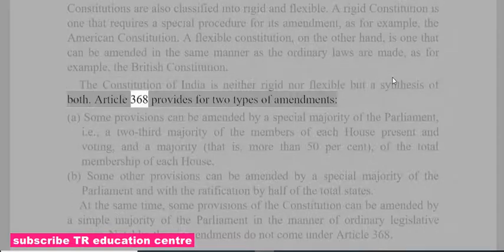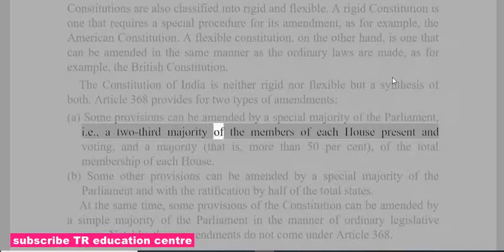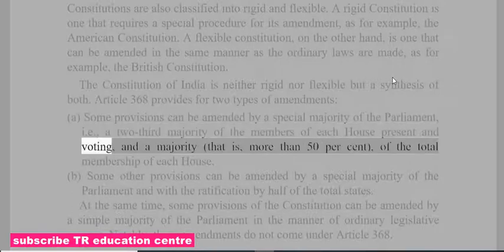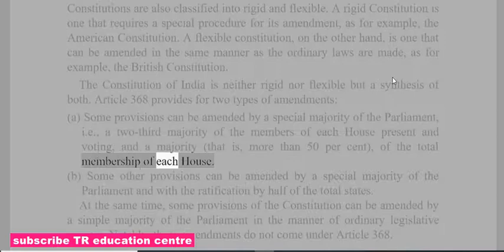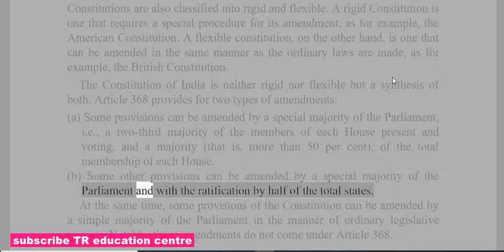Article 368 provides for two types of amendments. A. Some provisions can be amended by a special majority of the Parliament, i.e., a two-third majority of the members of each House present and voting, and a majority, that is, more than 50% of the total membership of each House. B. Some other provisions can be amended by a special majority of the Parliament and with the ratification by half of the total states.